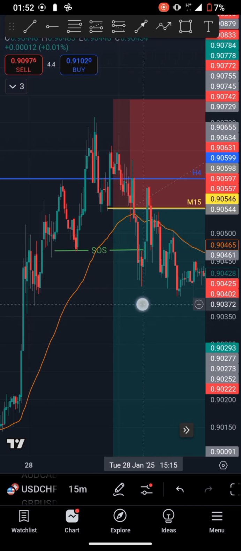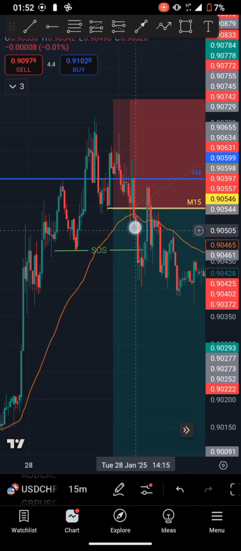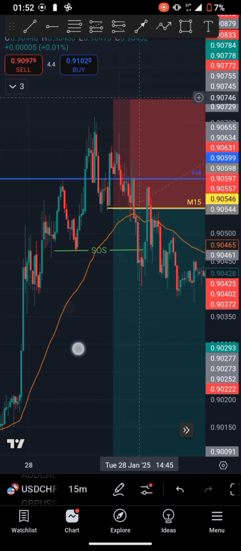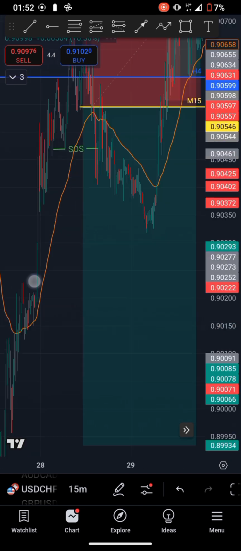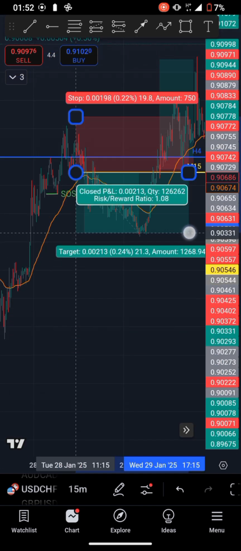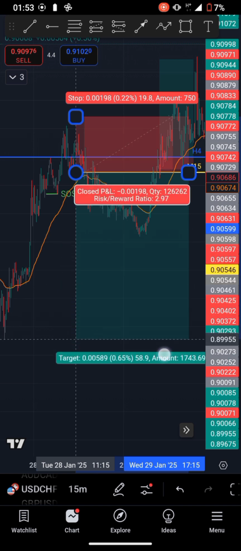So if you notice, this is inside New York session and I set my sell limit here, my stop loss above the 4-hour rejection that happened right here. And if you notice, price went in our direction in Asian session for a 1-to-1 before coming back to take us out at London session.